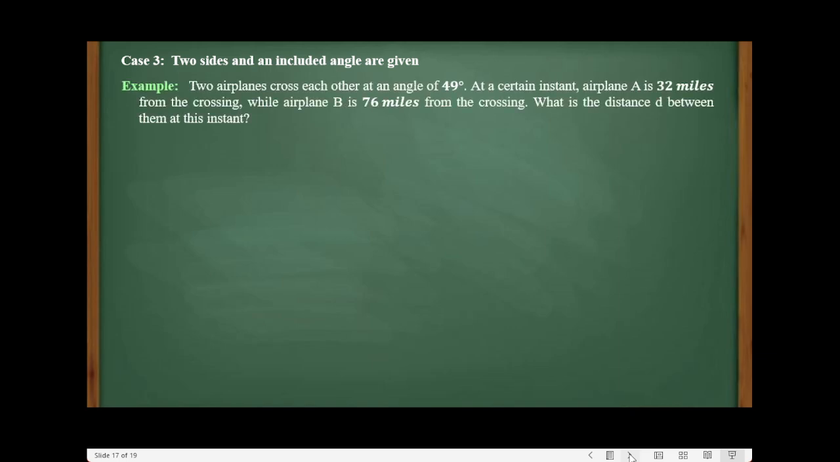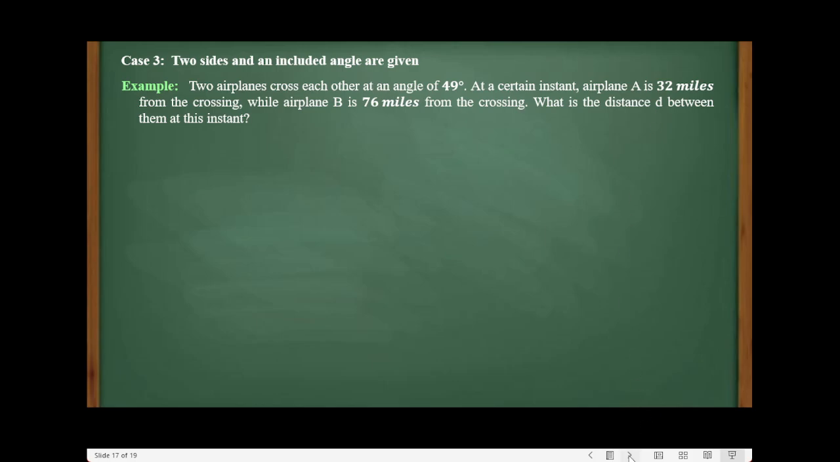Next, for our next presentation, two sides and an included angle are given. Still under case number 3. Example, two airplanes cross each other at an angle of 49 degrees. At a certain instant, airplane A is 32 miles from the crossing, while airplane B is 76 miles from the crossing. What is the distance, denoted by small letter d, between them at this instant?